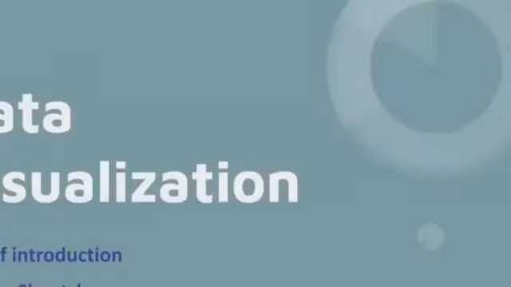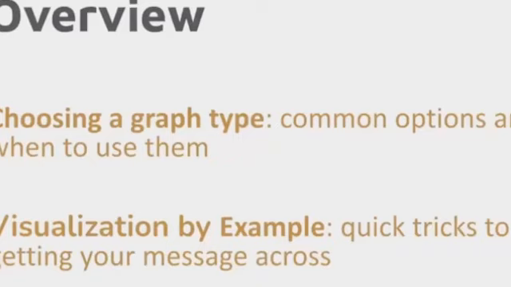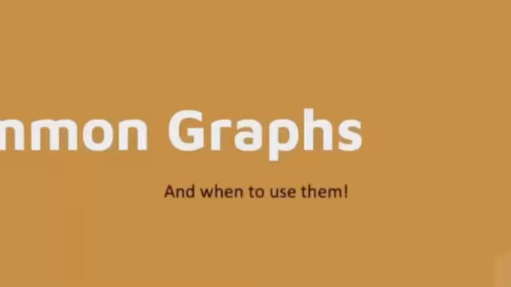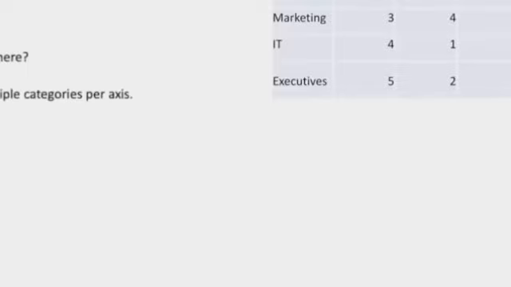This is, of course, a big topic, so this will just be a brief introduction. Where are we going today? First, I'll talk about choosing a graph type, a couple common options, and generally when you might want to use them. And then also we'll go through a visualization example, just a couple quick tricks to get your message across more clearly. So starting with common graphs and when to use them.